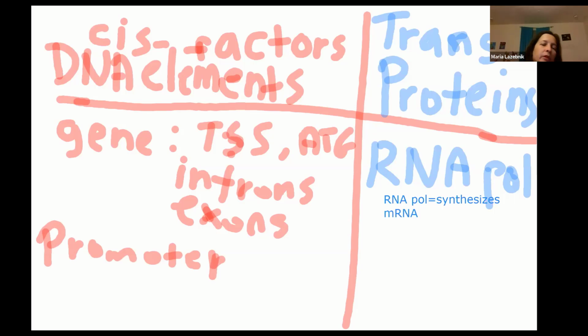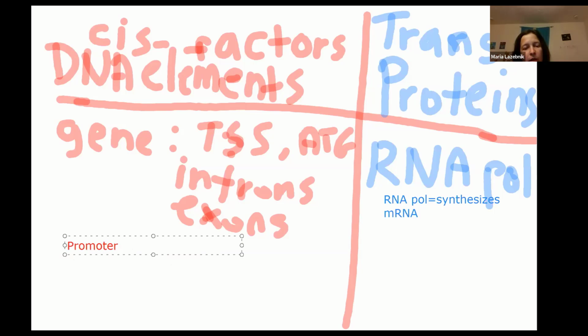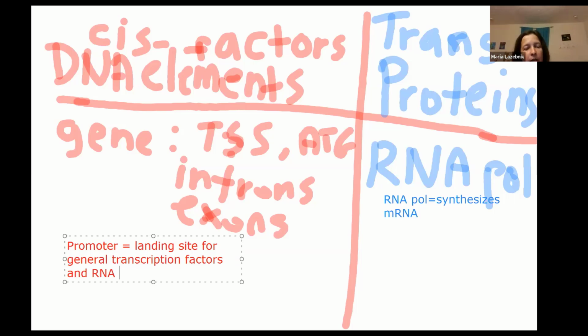Another thing that I mentioned, there is also a promoter sequence. So the promoter is a landing site for general transcription factors and RNA polymerase. Now, the promoter also has regulatory elements.